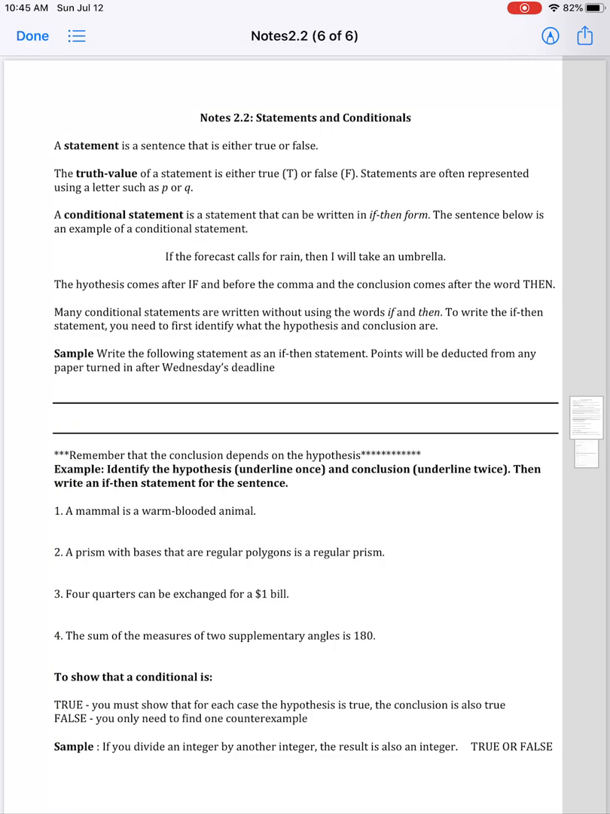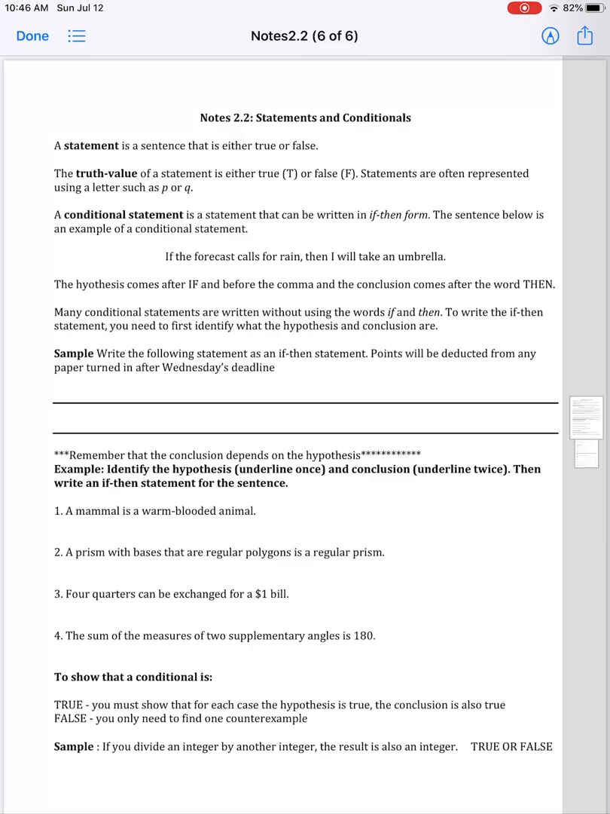So this next chapter that we venture into is going to start talking about proofs, but before we talk about proofs, we have to talk about things that are called statements and conditionals. So a statement is a sentence that can either be true or false. Okay, so the truth value of that statement, again, T for true or F for false, and statements are often represented using letters such as P and Q.